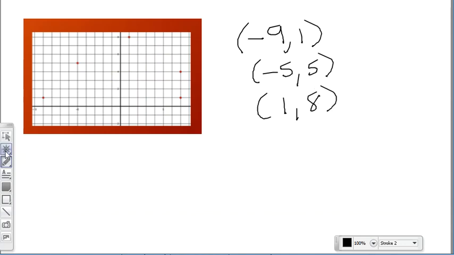And then we have 2 more here, both in quadrant 1. To get to this point, we have to move to the right 1, 2, 3, 4, 5, 6, 7, and up 1. So +7, +1. And for this point right here, it would be +7 and +4.